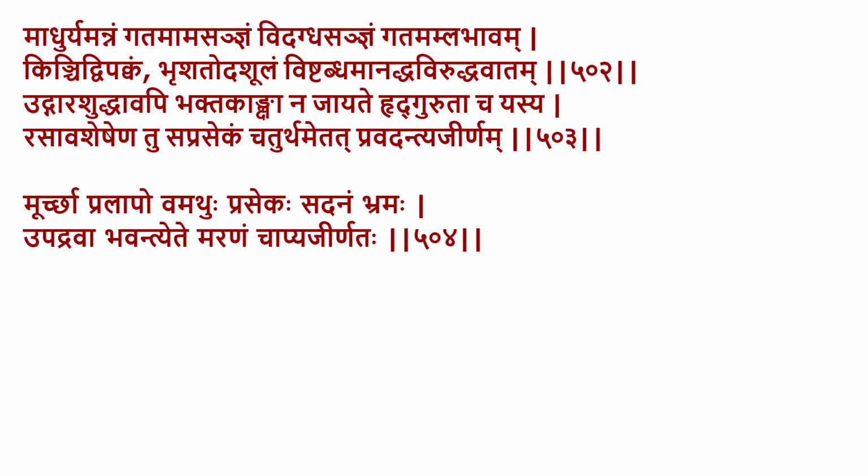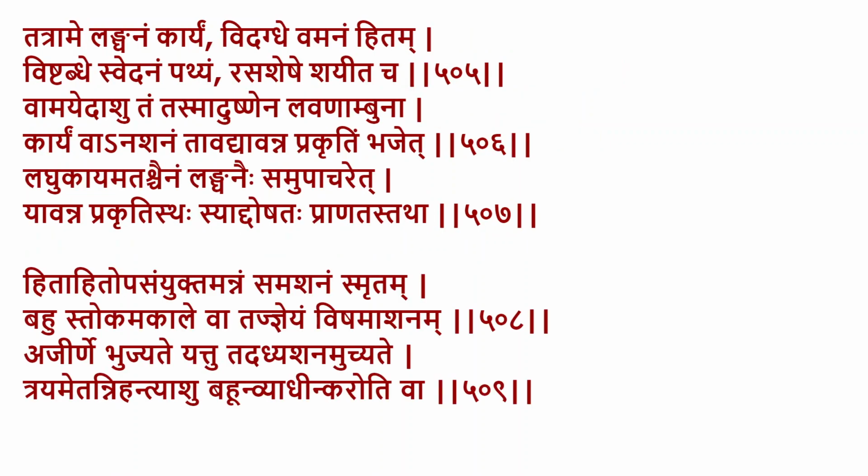Ama definition: madhuryam, if it remains madhurapaka, vidagdam amlabhavam. When it is amlapaka, it is vidagda, and so on. Then udgara shuddha api bhakta kankshana jayate hridguruta jesya rasavsheshena tu saprasekam chaturtametat pravantya jirnam rasasheshajirna. मूर्छा प्रलापः वमतुः प्रसेकः मदनं भ्रमः उपद्रवा भवन्त्येते मरणं चापि अजीर्णतः. अजीर्ण can produce these complications.